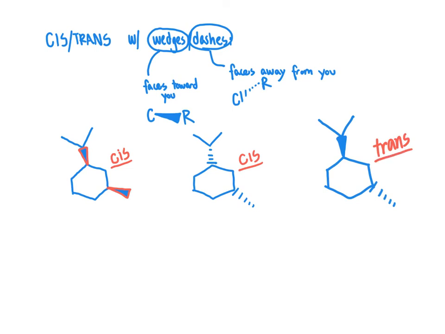So this is a shorthand way of showing whether two groups are cis or trans to one another within a molecule. It can save you a lot of time over drawing out those full chair conformations each and every time. If the point of what you're drawing is just to assign that two groups are cis to one another, two groups are trans, this is the way to do it.